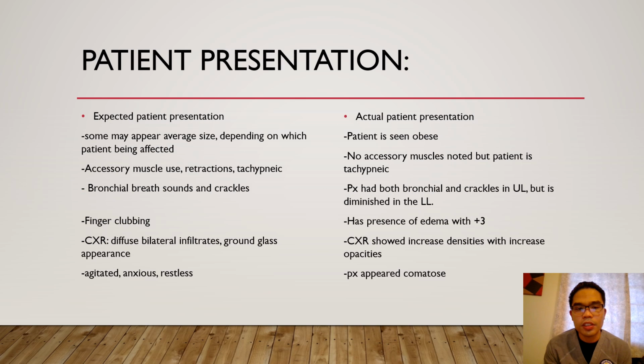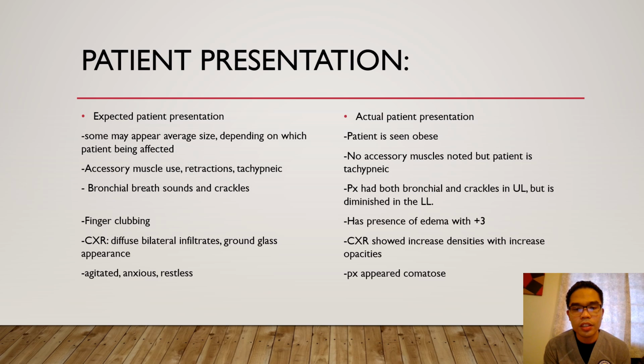Patient presentation. The expected presentation for this patient, depending on the case, may appear average in size, and the actual presentation for this patient is that he is obese. The patient should also have accessory muscle use, retractions, and tachypnea. In this patient's presentation, he didn't exhibit any distress, but he was tachypneic. Breath sounds are mostly bronchial with crackles because of the consolidation and secretions in the large airways. The patient too had those breath sounds, but diminished in the lower lobe.